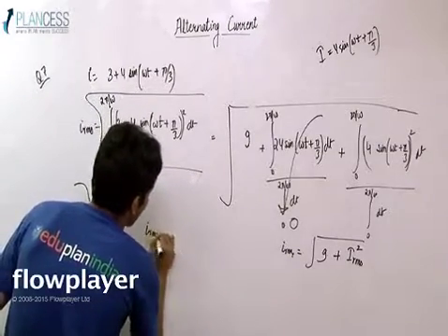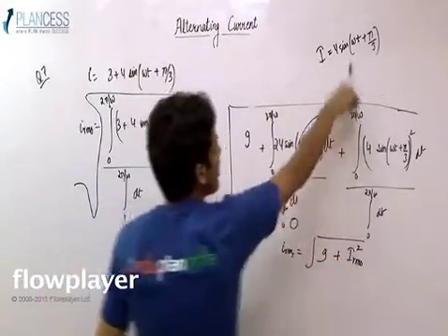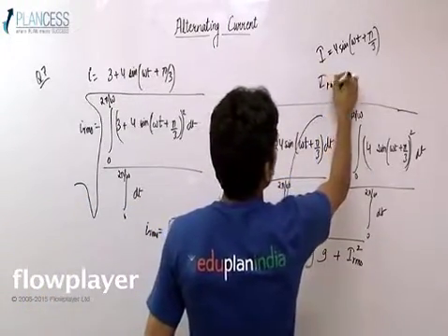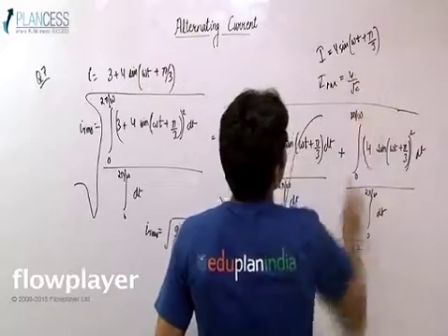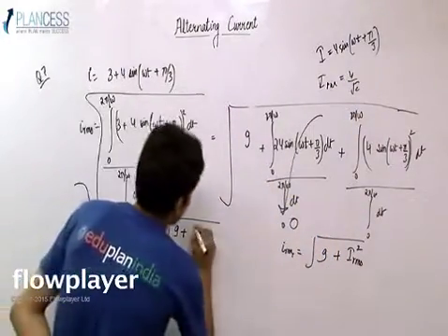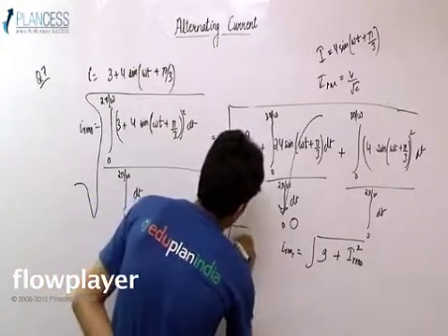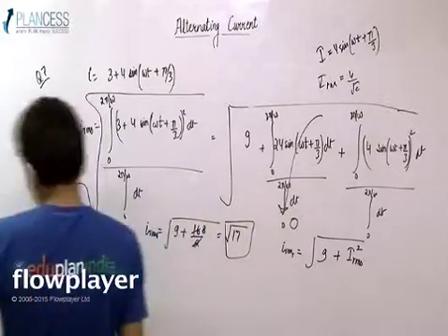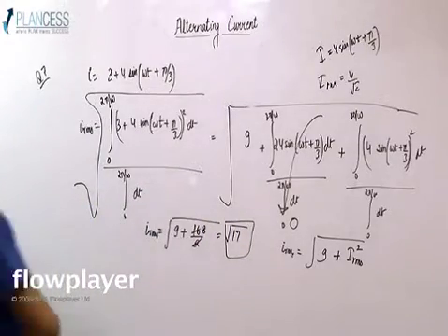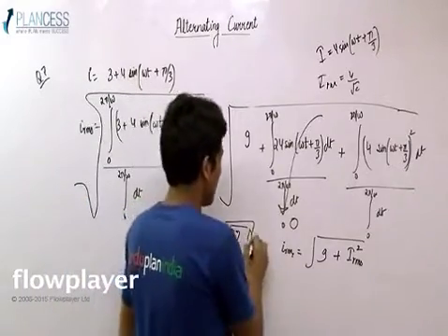So IRMS equals root over 9 plus, now we know that the IRMS of this sinusoidal curve would be 4 by root 2, so you have to square that. You will get 16 by 2, which would be 8. So the IRMS of this function would come out to be root 17 ampere.